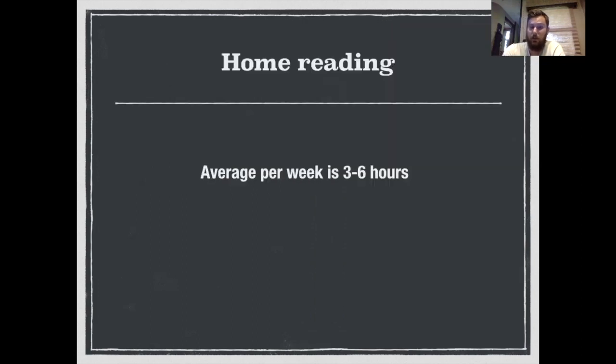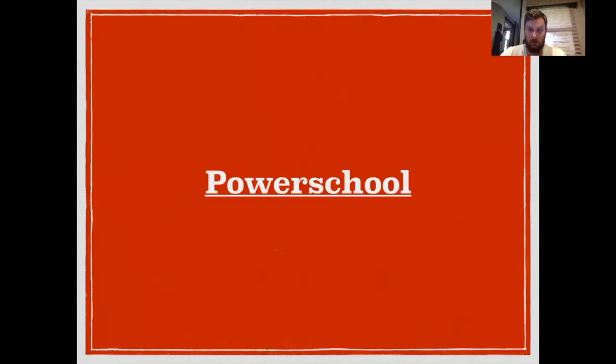The workload in AP is a little higher than a traditional English class. You can expect to do 3 to 6 hours of home reading per week, whether that be shorter stories or articles or longer novels. You can also expect to have some homework as well if you don't finish in the allotted time during class. The main difference between these two is definitely the workload. We use PowerSchool to get content across to students as well as communicate and grade work.